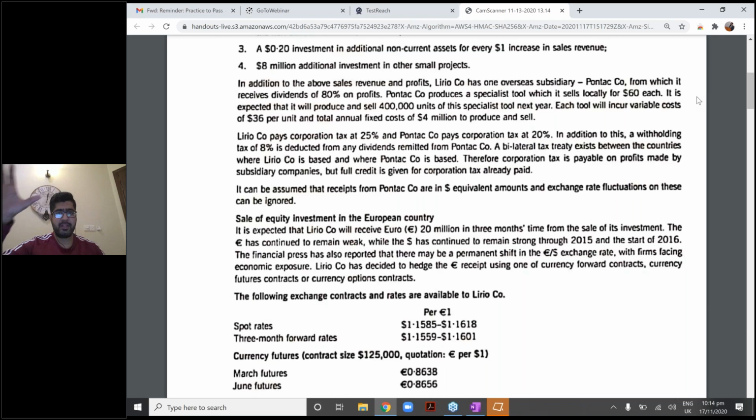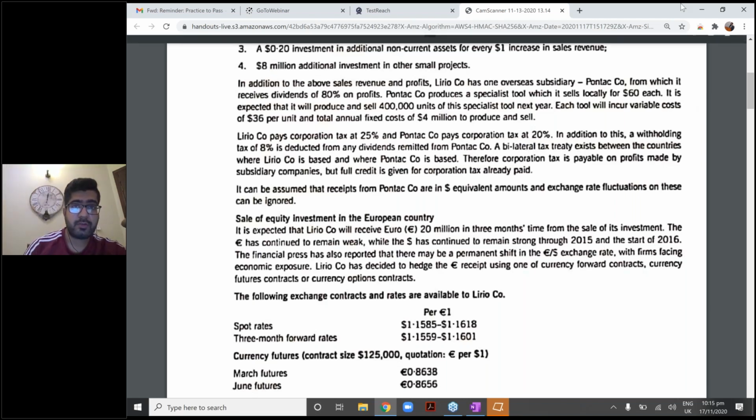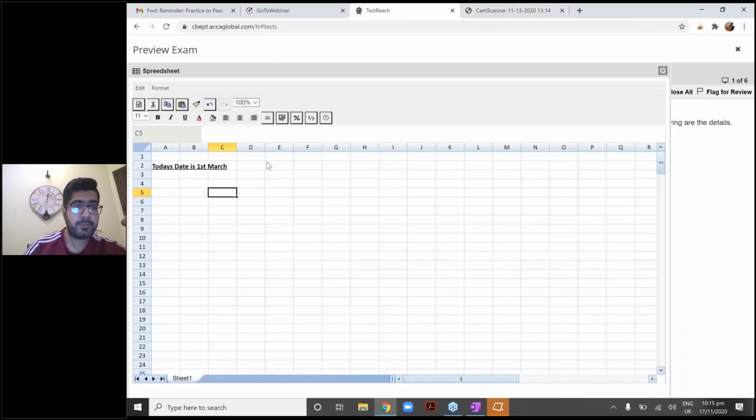Now, if you have read this whole question with me, what idea did you get? What is the home currency of Lirio Company? There was discussion only of one currency, the dollar. So we can write on this platform one more thing.